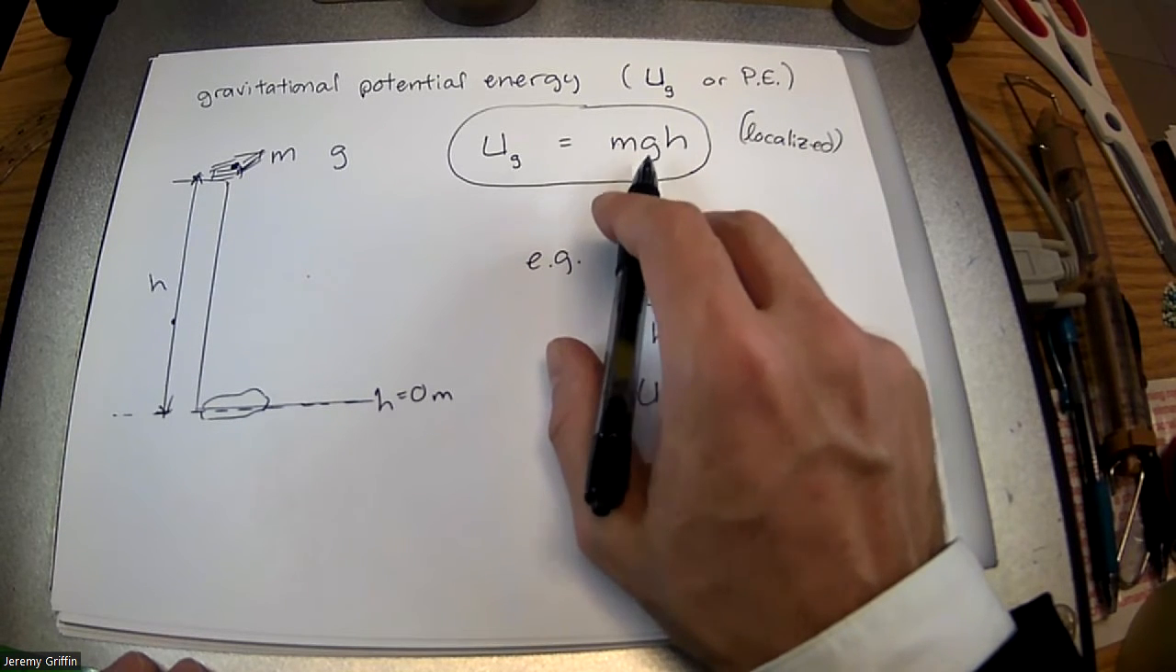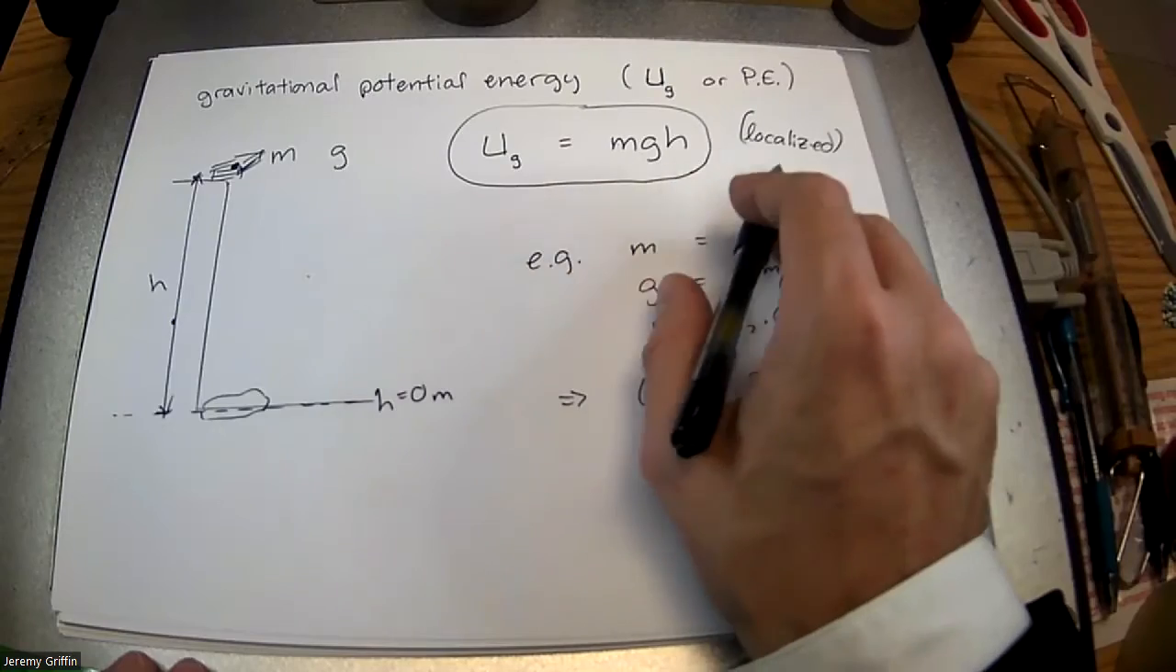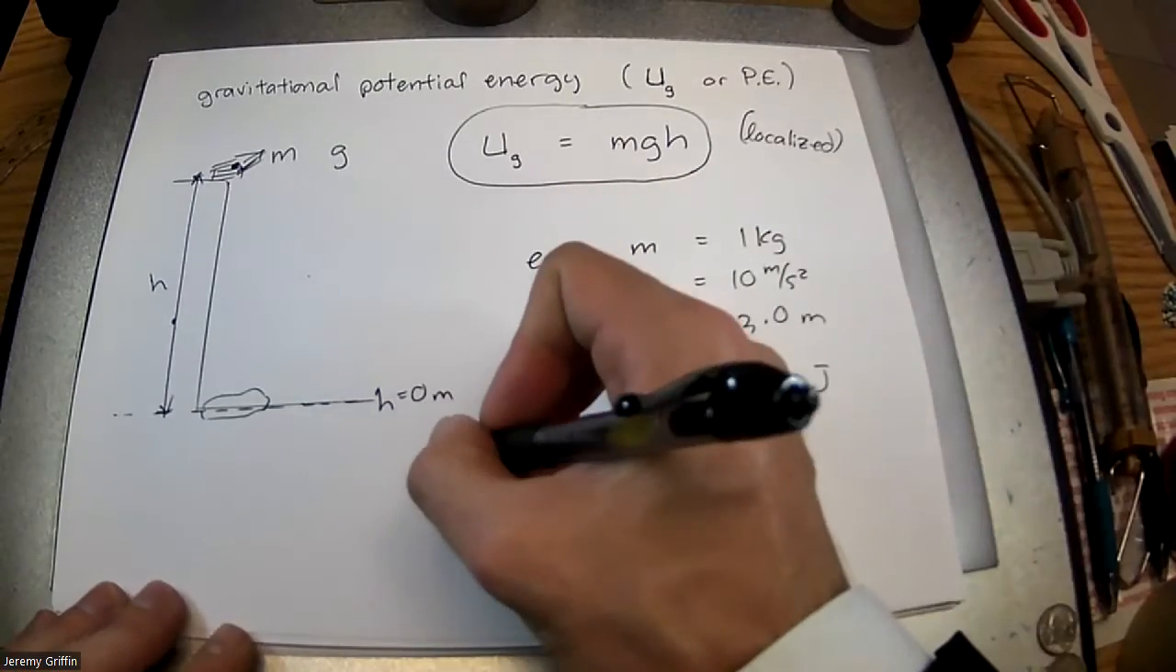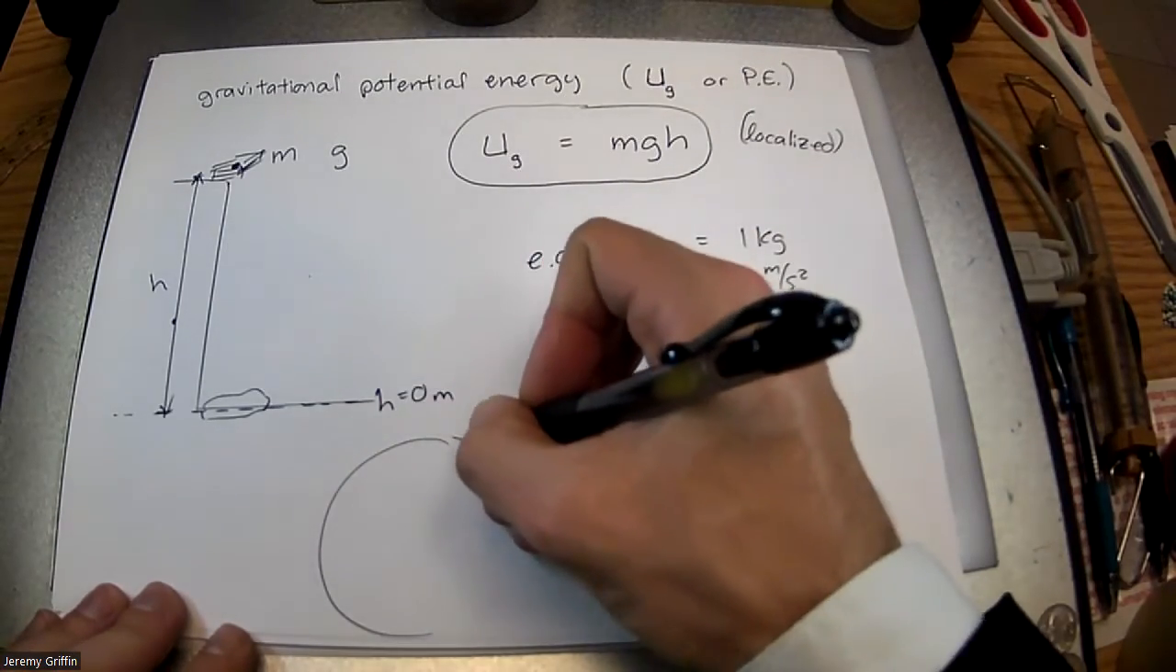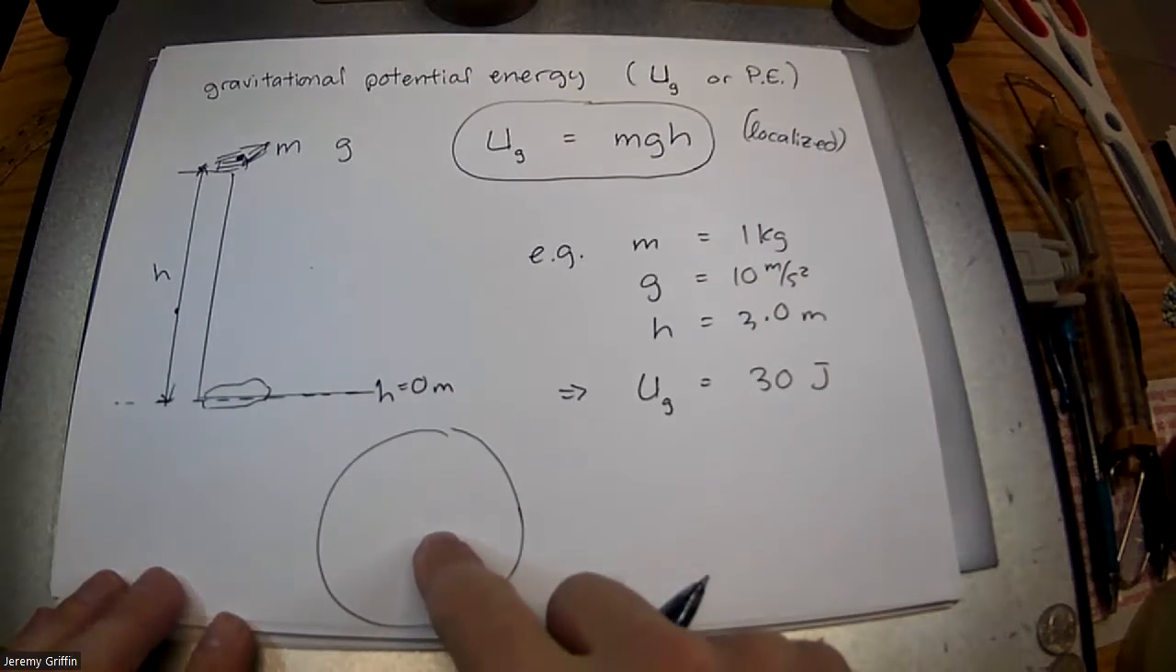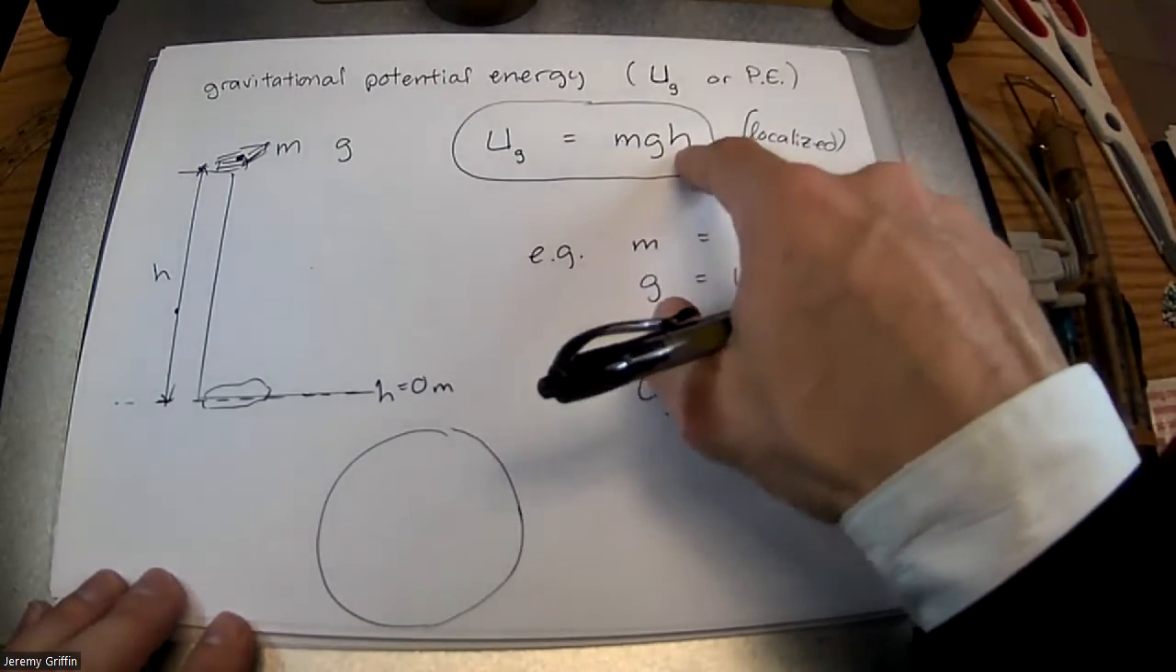So this is really only true at the surface of Earth, isn't it? That's why I said localized. Let me get a bigger perspective. Let's look at the entire Earth here. Here's the entire Earth. Let's think about probably the biggest height change you could have.